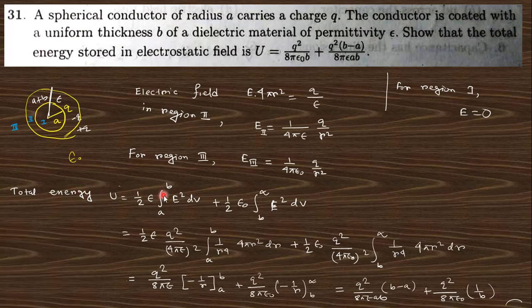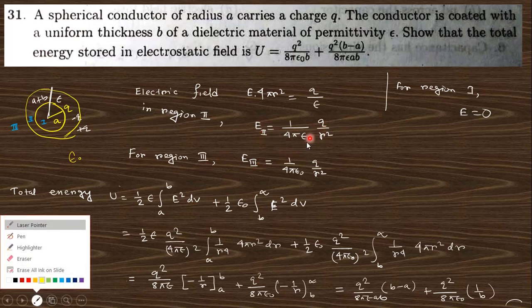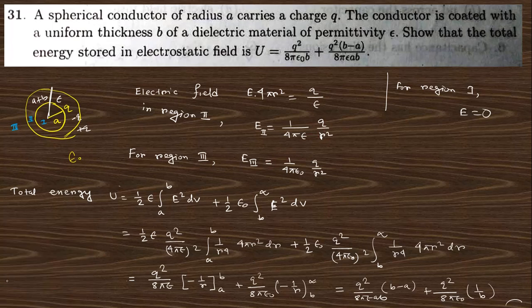So the total energy, you know, is half epsilon E squared over all space. From b to infinity, that is the outer region, this is epsilon naught, and for a to b this is epsilon, right? So put this value of E just for a to b. In region 2 means r is a to b.